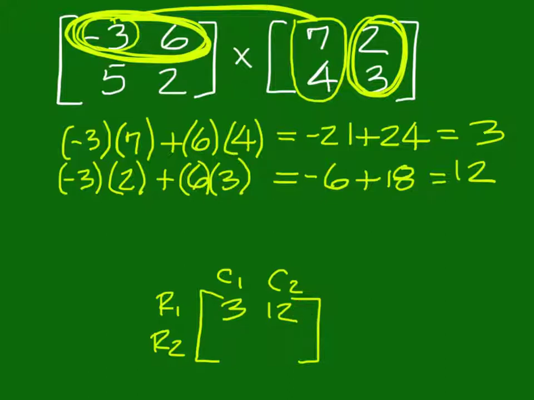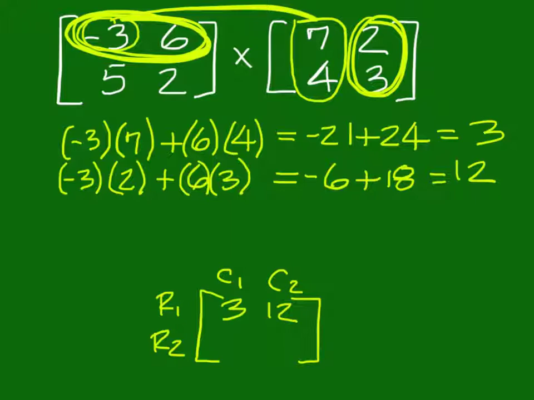So before we go on, we got this 3 here in the answer matrix from doing this row times this column. And it's negative 3 times 7 plus 6 times 4. It's always going to be plus in the middle. And then we went to the same row again, but this time this column. Negative 3 times 2 is negative 6, and 6 times 3 is 18. Add those together to get 12. Since that was row 1 and column 2, that's why the answer goes to row 1, column 2.